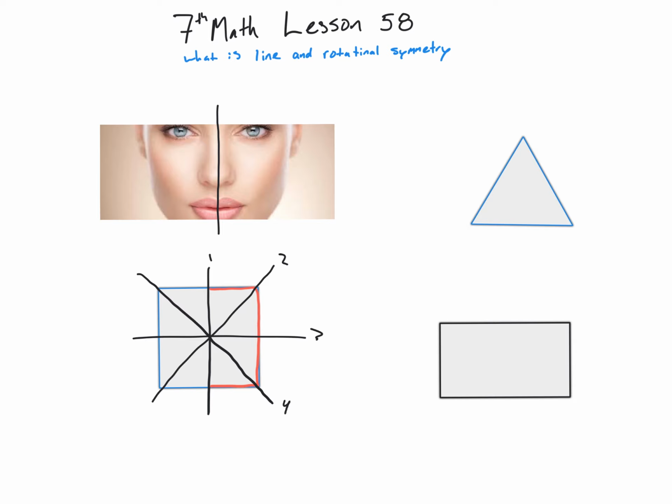On this triangle up here, I can draw a line of symmetry here from a point down through the side. And since this is an equilateral triangle, it would also be the same this way and this way. So this one has 3 lines of symmetry.